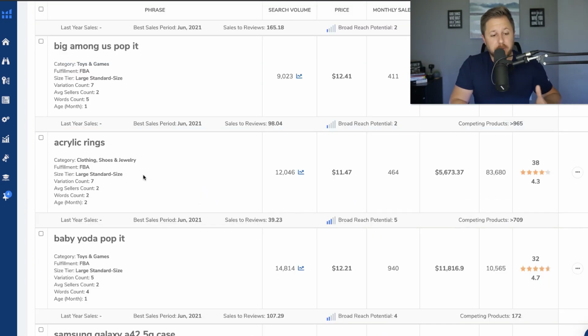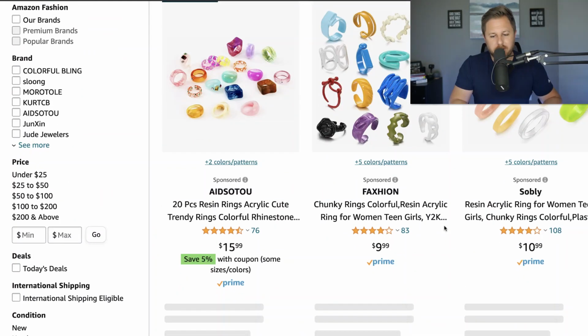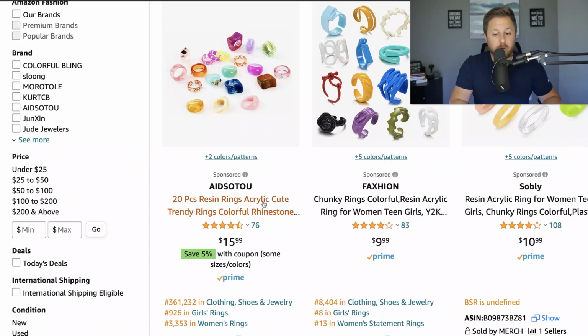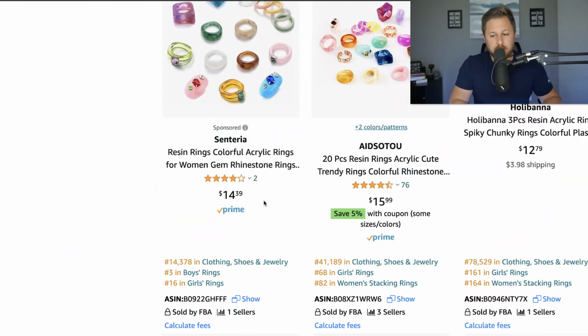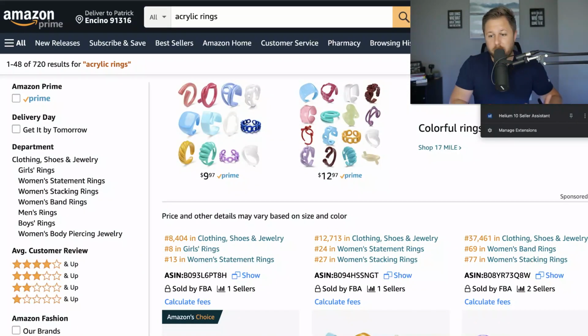Okay, so this popped up to me, acrylic rings. They are doing over $5,000 a month with only 38 reviews. And maybe rings you could differentiate. So I'm going to pull them up on Amazon to see what they are. They're just like cheap little rings. A lot of these people have low reviews. And yeah, it doesn't look too competitive, but let's actually check the numbers on these rings. I don't know if they're a good product or not.